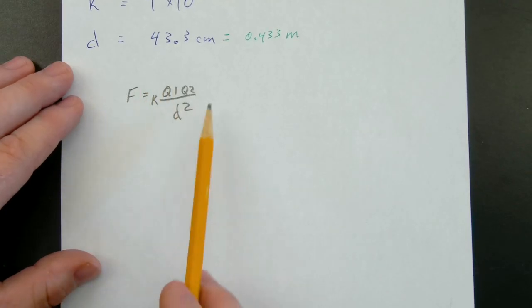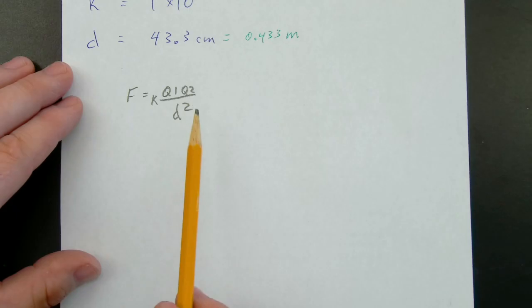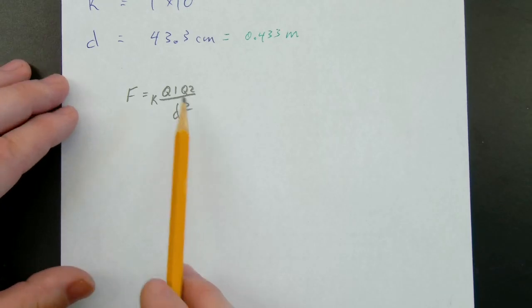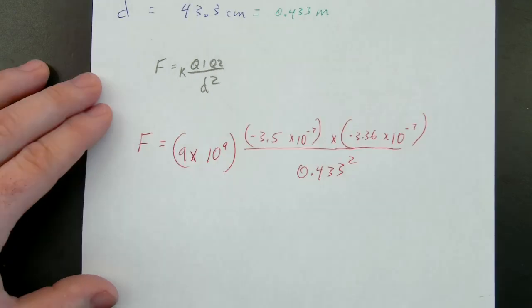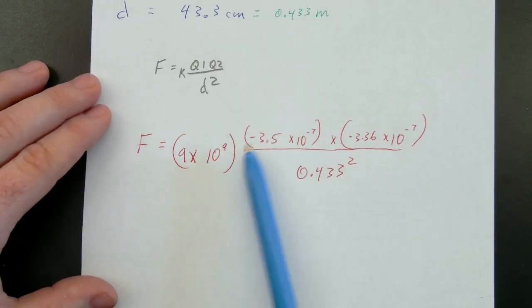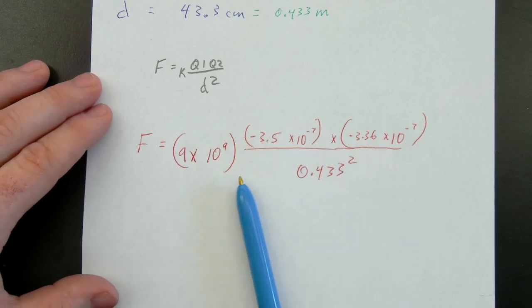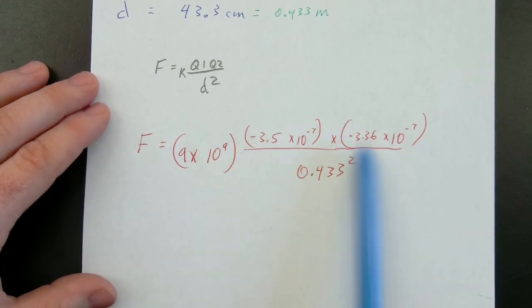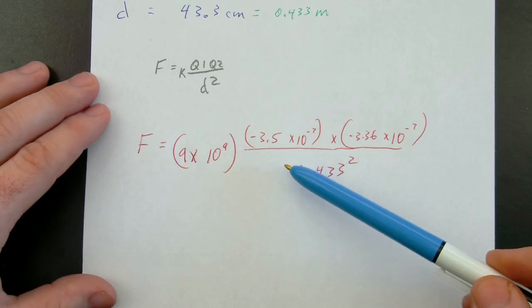Your equation, as I wrote right here, is F equals K times Q1, Q2 divided by D squared. If I go ahead and put in everything I know, it should be pretty simple, plug and chug, but I'll show you that. So I went ahead and put in everything that I know into that, and this is just a simple arithmetic problem here, really. So at this point, you should be able to solve this.